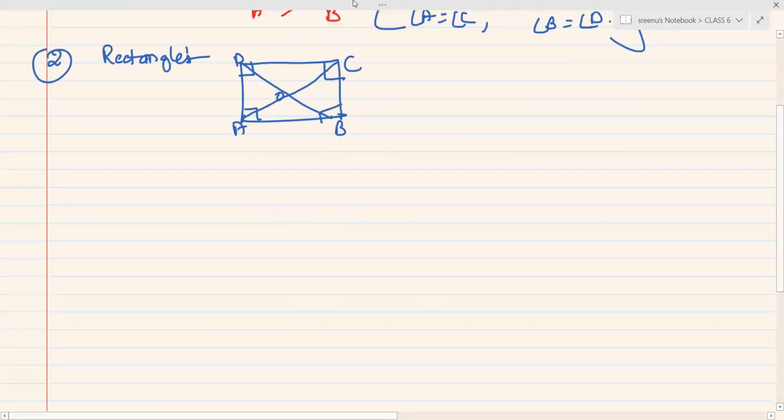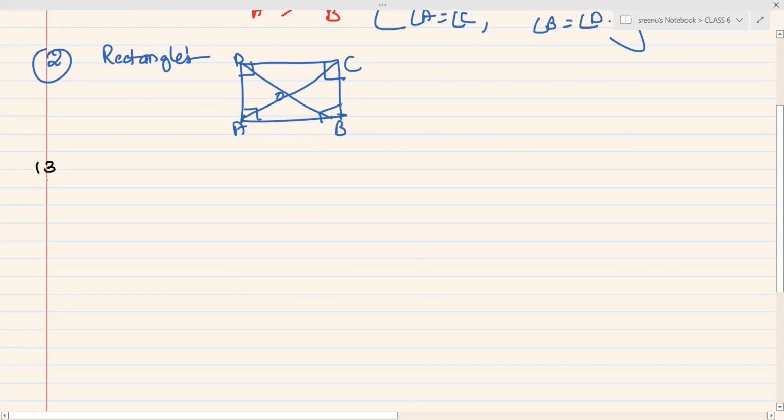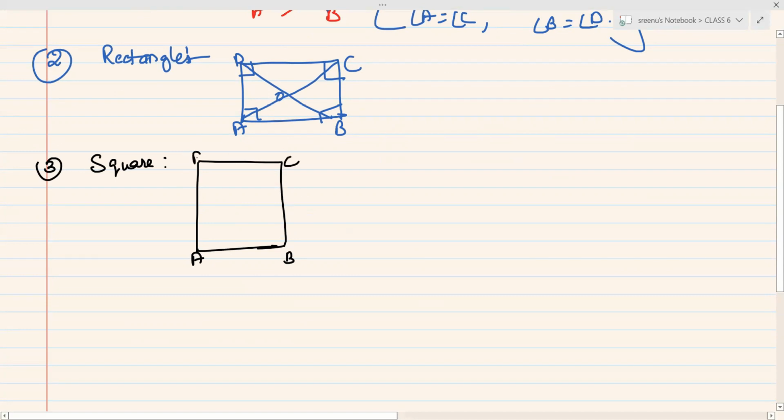Next we go for square. Let us see square. A square is a quadrilateral in which all the sides are equal. That means adjacent sides are also equal and also parallel. All are equal, and each angle is equal to 90 degrees.